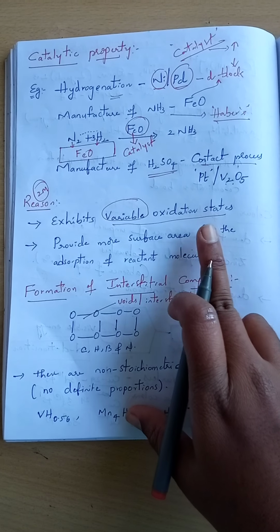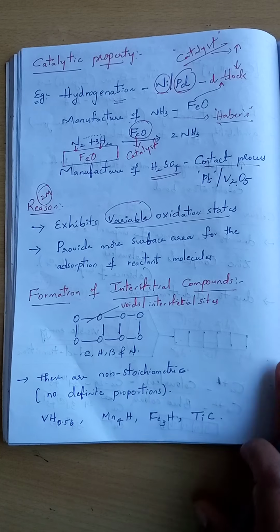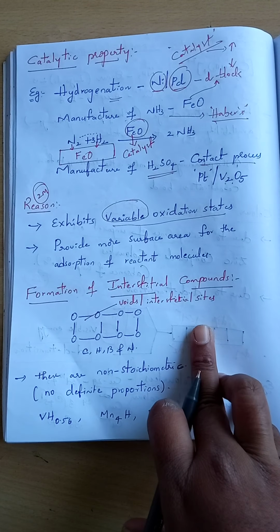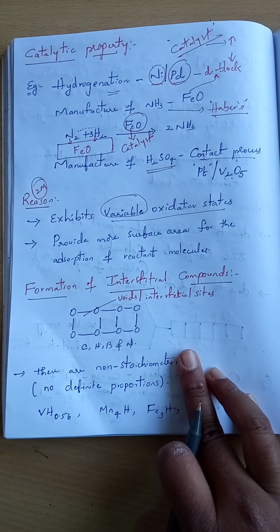The two reasons are variable oxidation states and providing more surface area. Okay. Now another important property we are moving to is the formation of interstitial compounds. So first we want to know what interstitial compounds are.